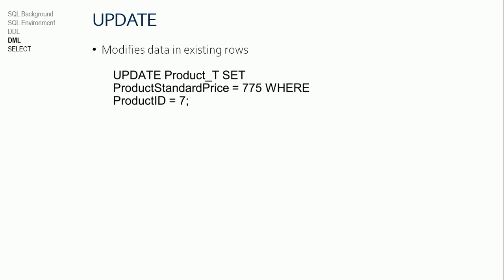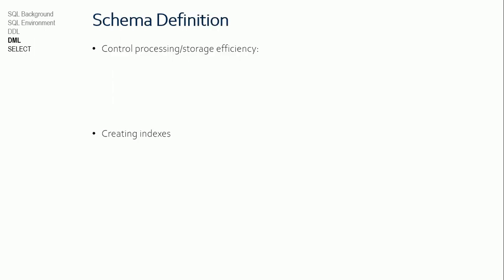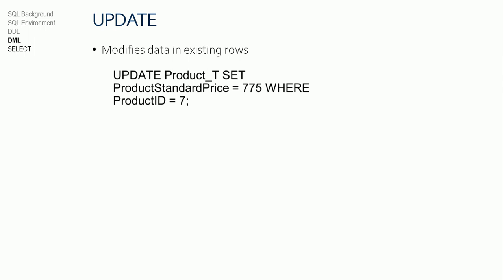An update is how we make changes to our data, right? So with an update, for example, I could update my product table and set the standard price to $775 where the product ID is 7. So I'm taking a specific product and I'm updating its price, right? And it's relatively simple, right? You have the update statement and the where clause.